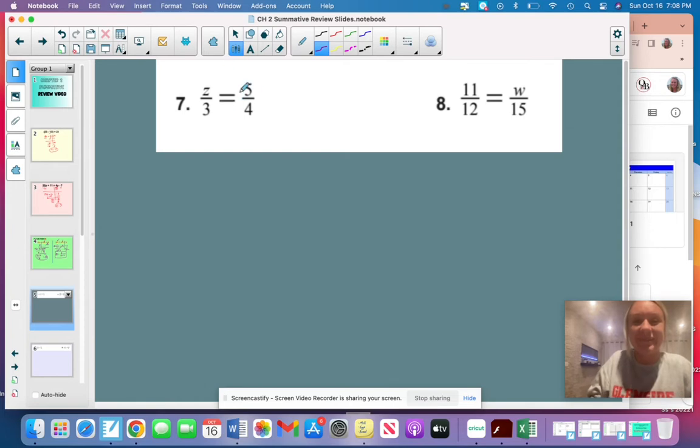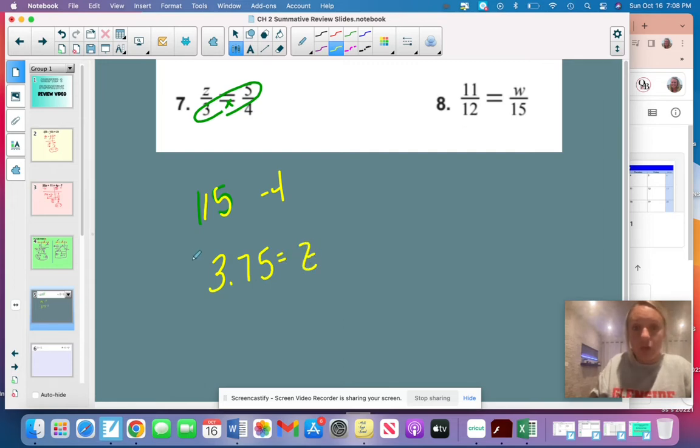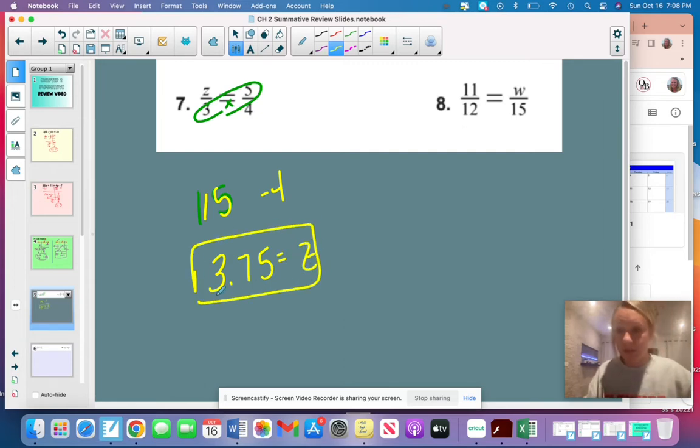My quick solving method for this one, I usually cross multiply and then I divide by the leftover. So in this case, we would do 3 times 5, which is 15. Then I divide by my leftover of 4. And when you do that, you'll get 3.75 equals Z. Don't be freaked out if you get decimals for this. It is not a big deal.